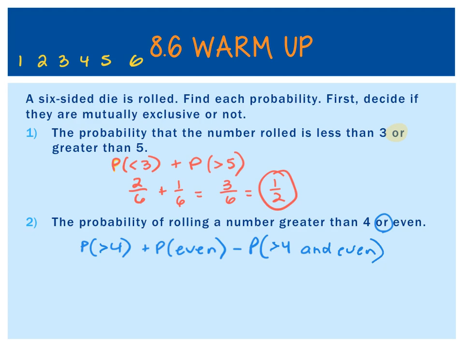So what's the probability that it's greater than 4? 2 out of 6, good. Probability that it's even? 3 out of 6. Probability that it is greater than 4 and even? 1 out of 6, right? I mean, number 6 is the only one that can do it. So I'd get 5 minus 1, which is 4 out of 6, or 2/3.